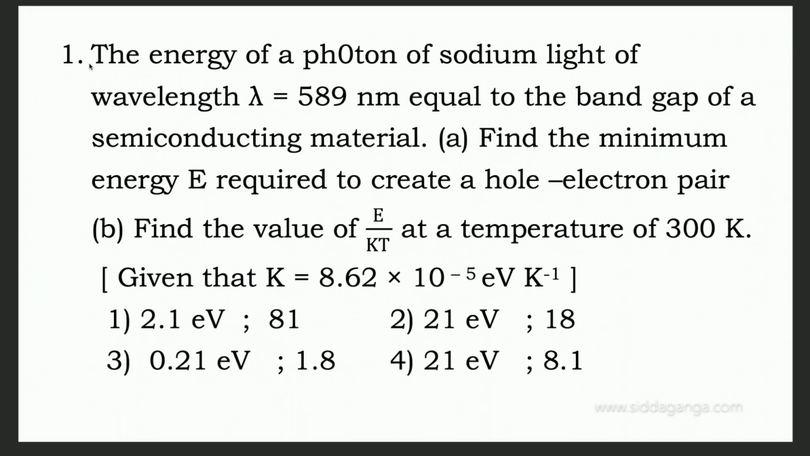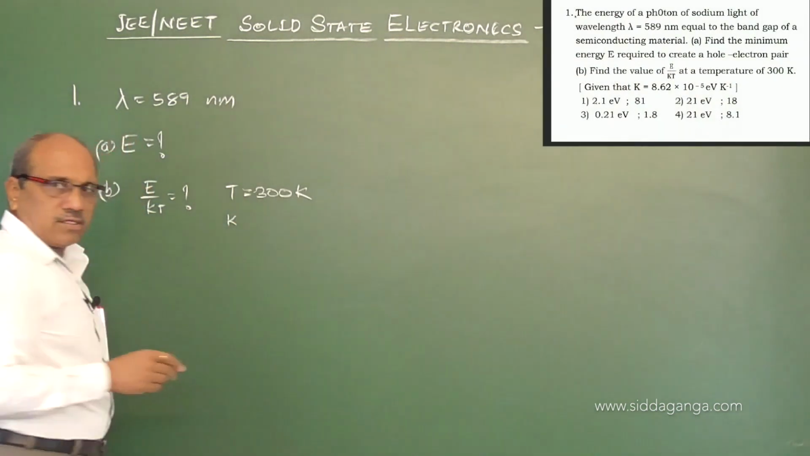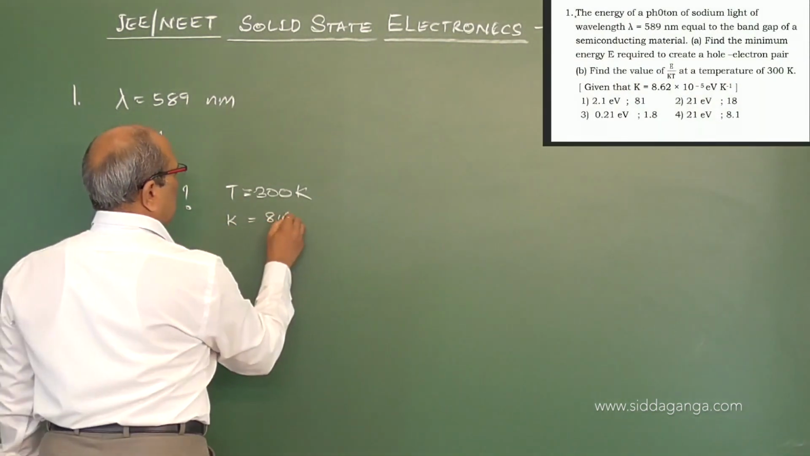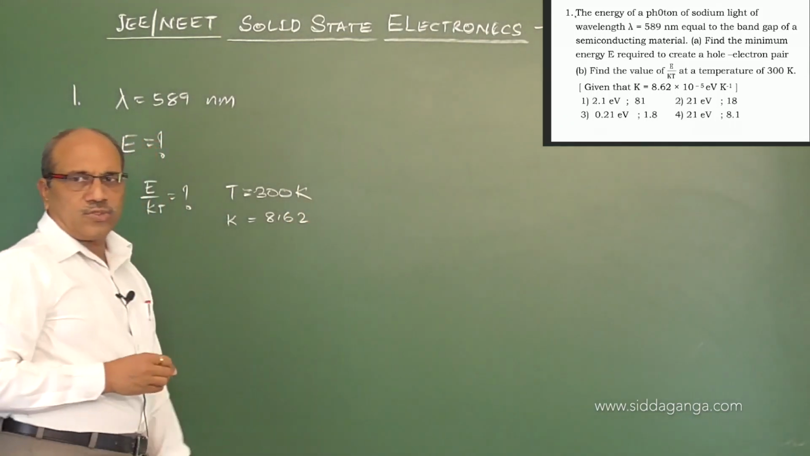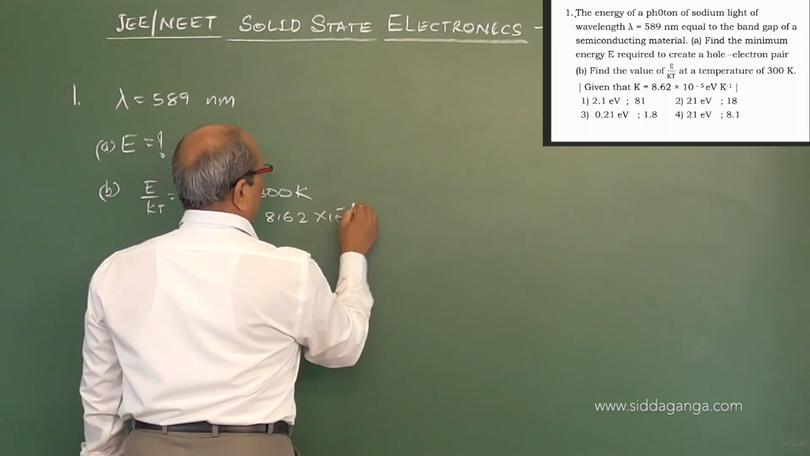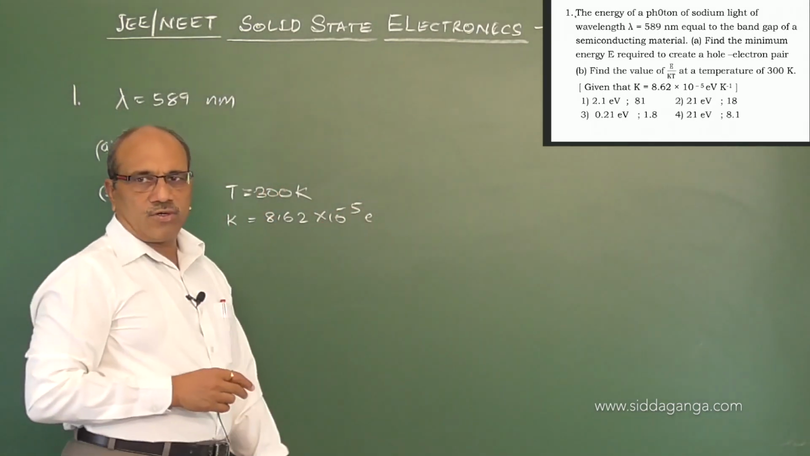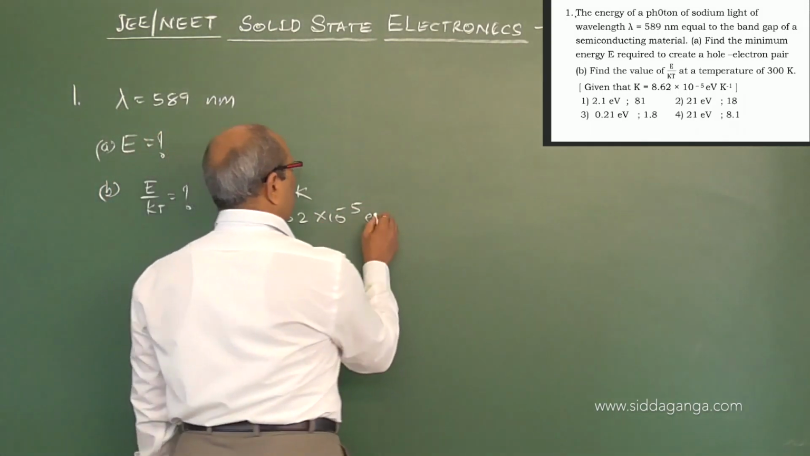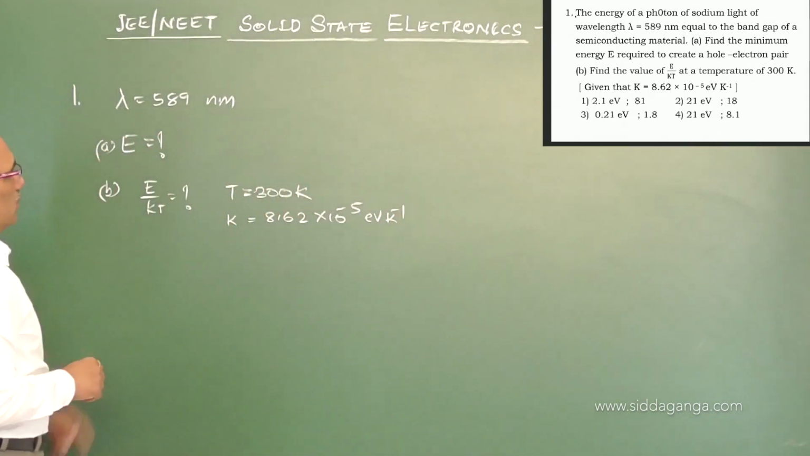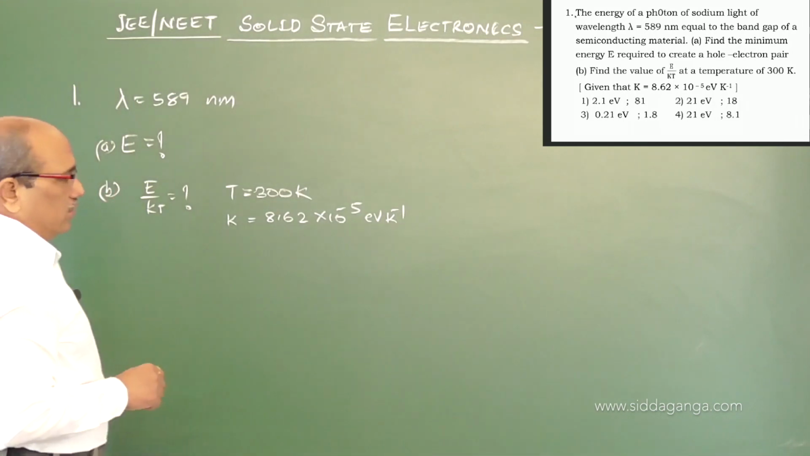You have to find out E by kT, how much. Further, the given temperature is 300 Kelvin, and the value of k in terms of electron volts is given as 8.62 into 10 power minus 5 electron volt per Kelvin. So you have to calculate the energy gap and the E by kT value.